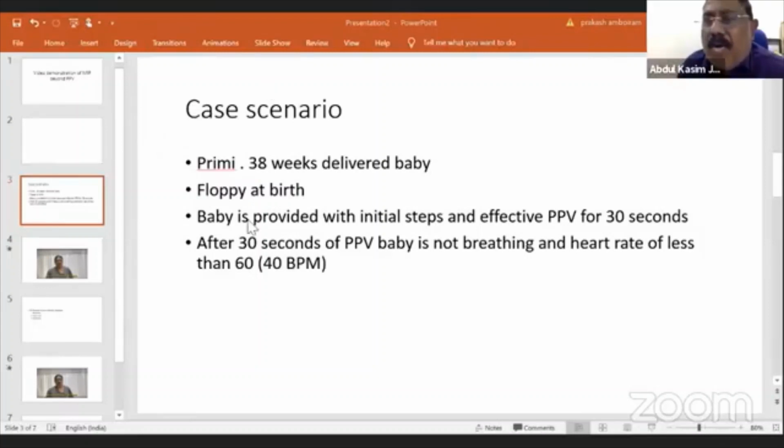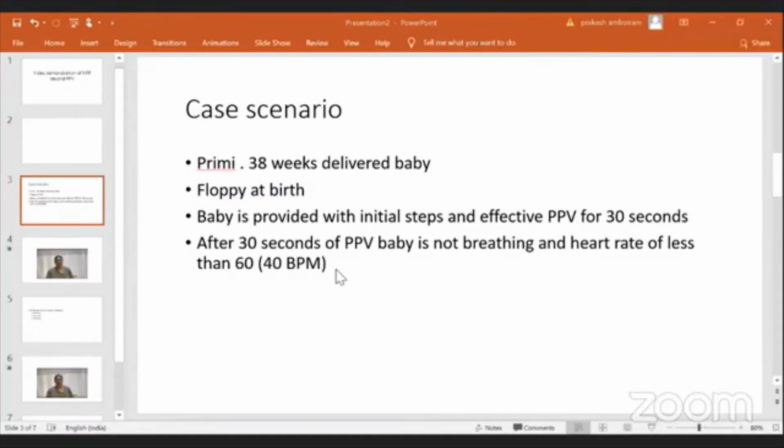So this is the scenario where we are dealing with a baby who has been given the initial steps and then 30 seconds of effective ventilation, after which we are going to assess the baby's breathing. The baby is not breathing and the heart rate is less than 60, actually 40. So this video will start from that. If you look at the video, we're going to start.